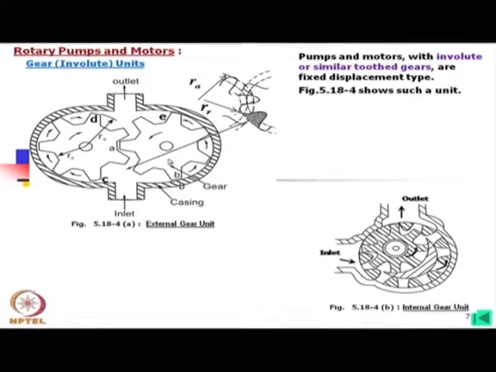Now, if you ask a layman who does not have much idea about these pumps, immediately they will think if this is the inlet, and this gear is rotating clockwise and that anticlockwise, oil is coming in and oil is going out. But it is not like that. The oil comes in here and is entrapped on both sides, and it goes out.